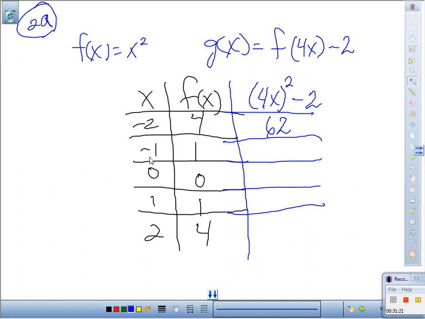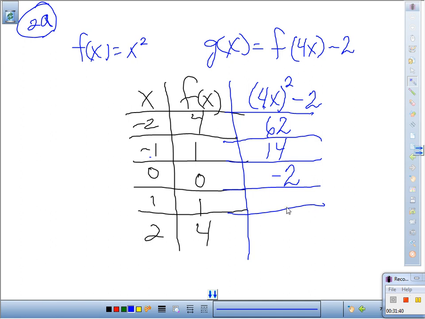Next one. What is negative 1 times 4? Negative 4. What is negative 4 squared? 16 minus 2, 14. Next value. What is 0 times 4? 0 squared, 0 minus 2, negative 2.